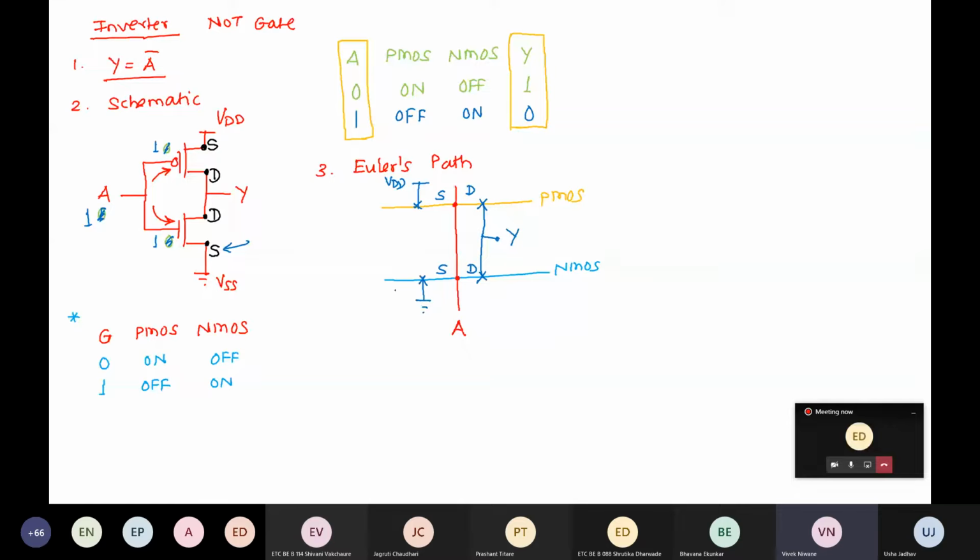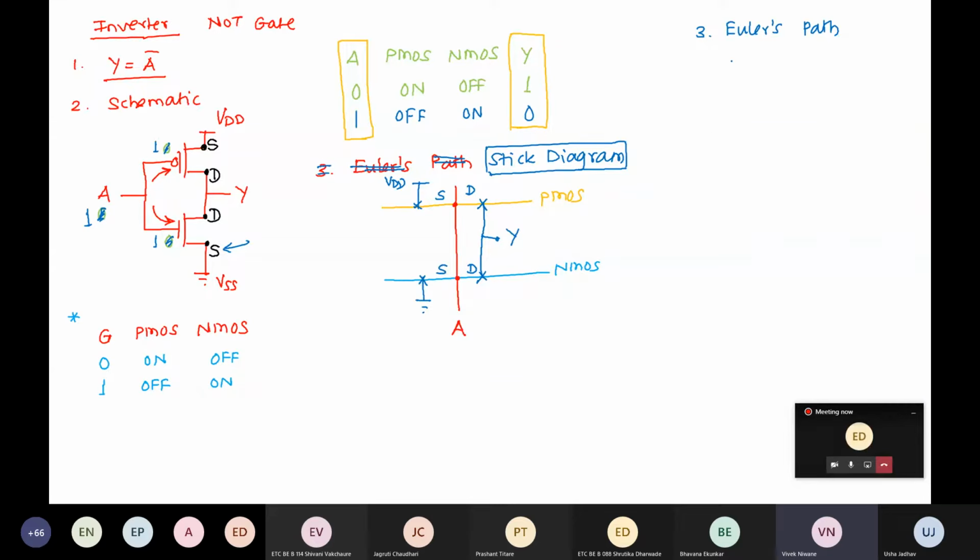Oh my God, I am extremely sorry. I directly went for the stick diagram. Okay, fine. Extremely sorry. So this is called the stick diagram, and in between, I will give you the Euler's path understanding. Due to the practice of taking shortcuts, I directly went for the stick diagram.